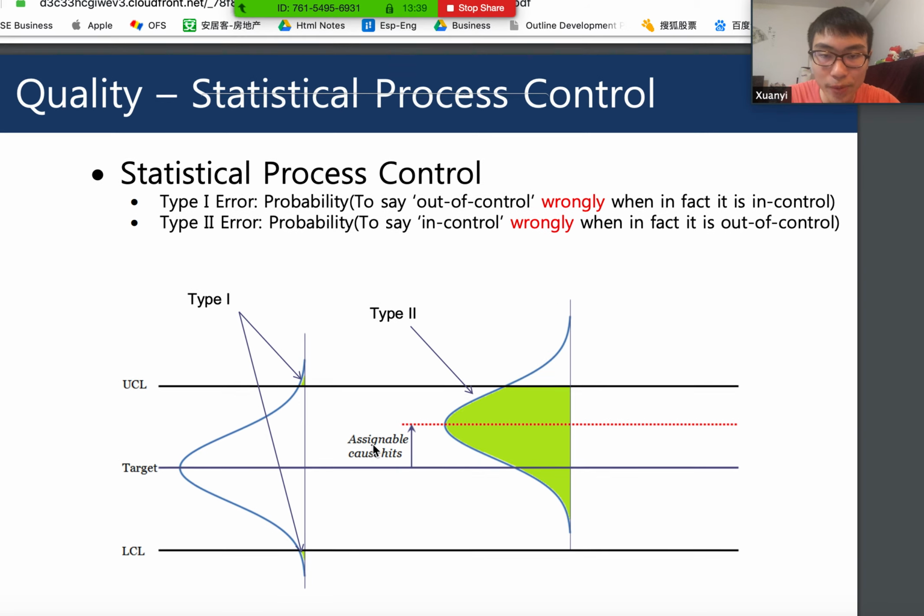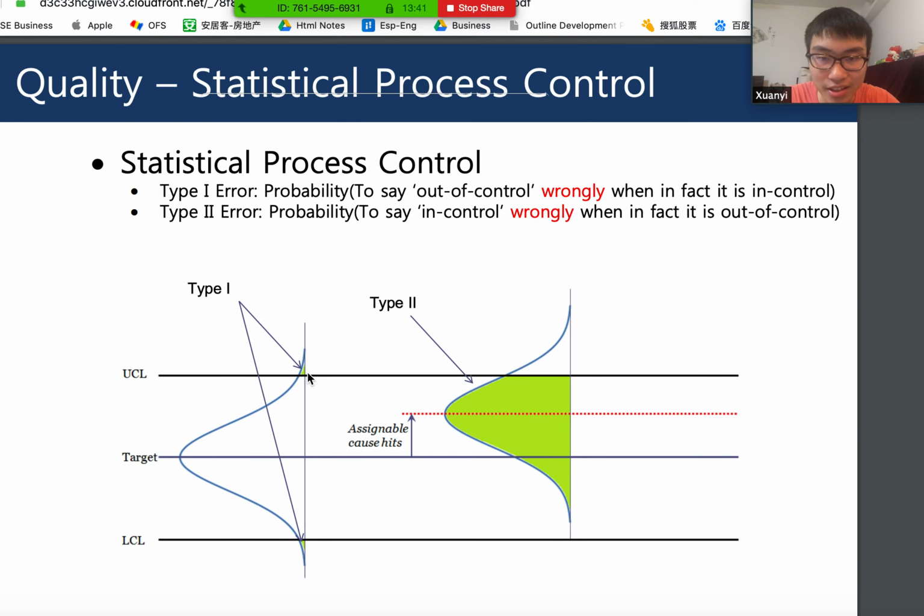So let's look at the graph here. Type 1 error can be things like this. When it is within the LCL and UCL, but you believe it is out of control, out of the bounds. And for type 2 error, maybe circumstances like this. When an assignable cause hits and your product is reaching the LCL or the UCL, you still believe it is in control, but in this case, it's actually out of control when it is going to violate.